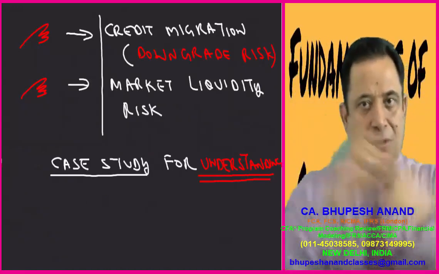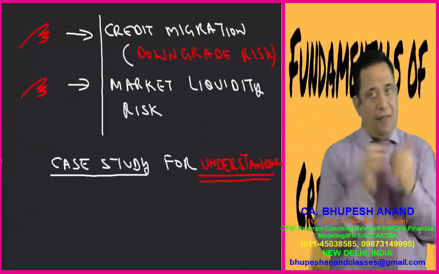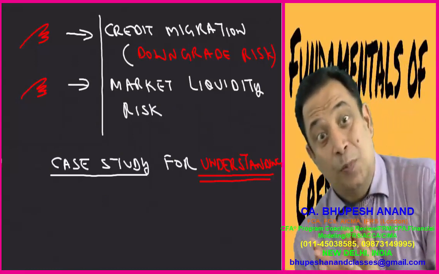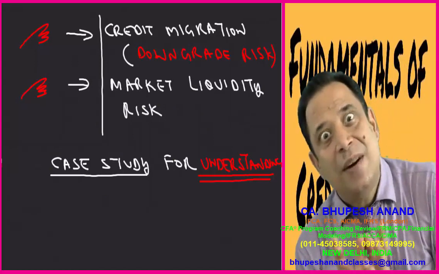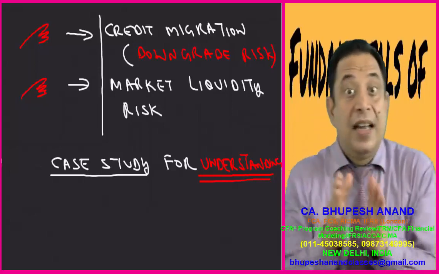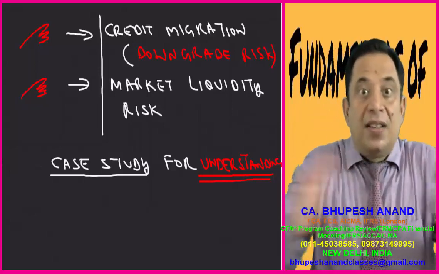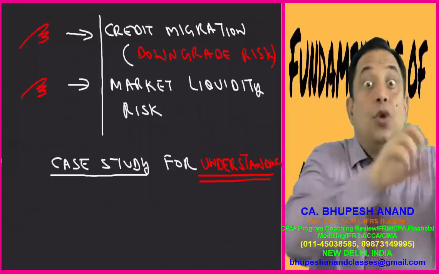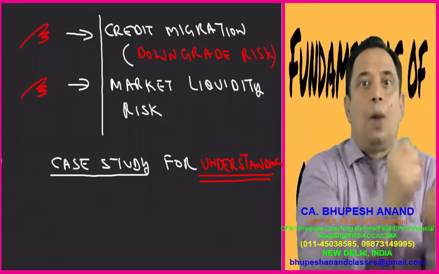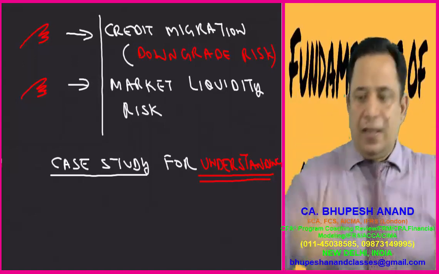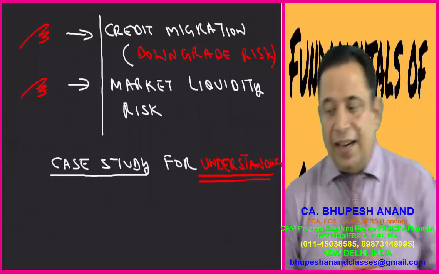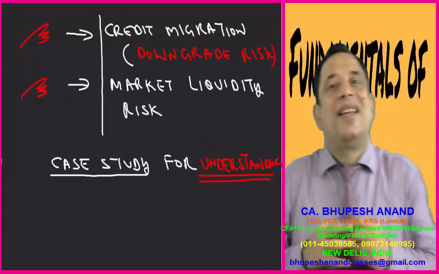Now the last concept. In learning outcome A, we will be covering learning outcome A and B in this lecture. So I am on the last point, so please be attentive. The next 5 minutes are very important. Now I said the wider the spread, the more will be YTM, the less will be the price. Now that spread is due to which reasons? What are the components of that spread? One is credit migration, that is downgrade risk, and second is market liquidity risk.